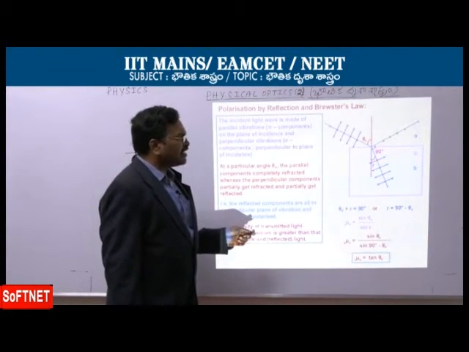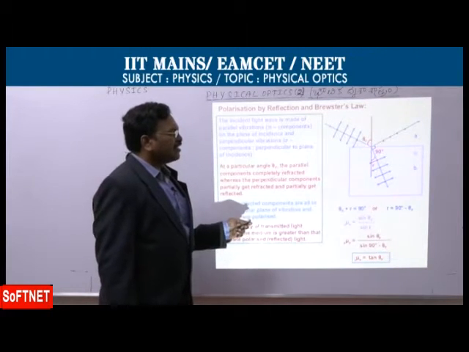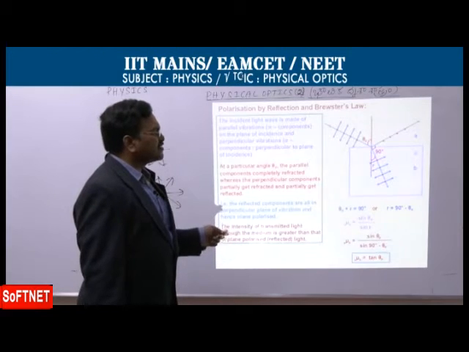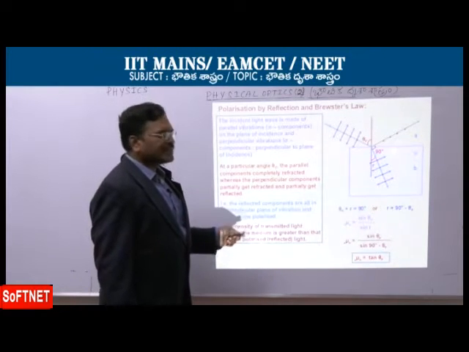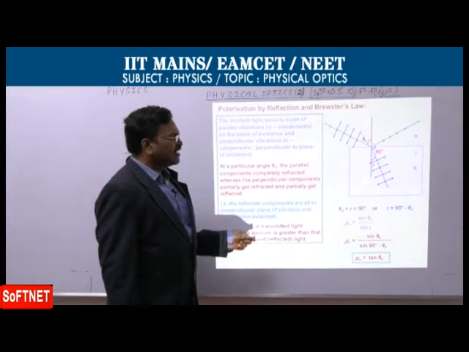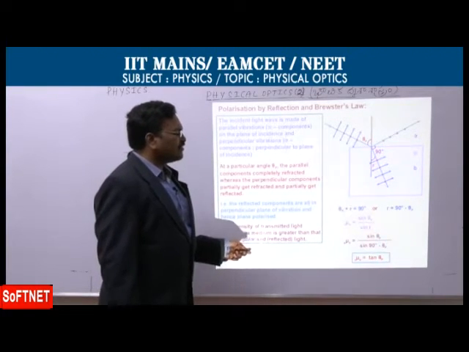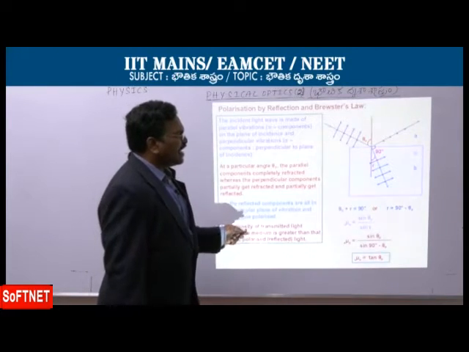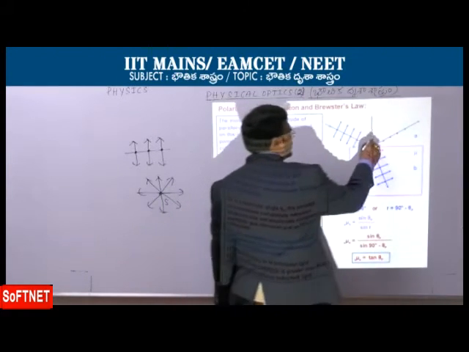Now this is reflected, and this is refracted. At a particular angle of incidence, the reflected light ray is completely polarized, and at that time the reflected and refracted rays are perpendicular. So theta p plus r is equal to 90 degrees. Here r is the angle of refraction, and according to the laws of reflection, it is also equal to what?